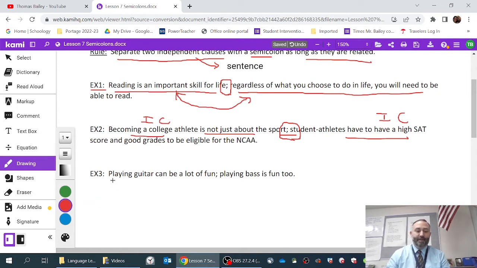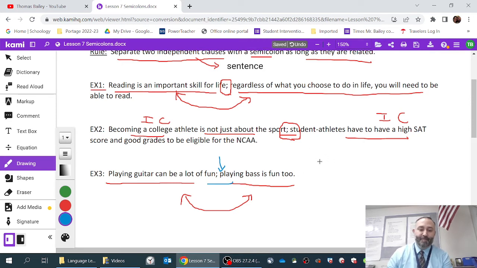So playing guitar can be a lot of fun; playing bass is fun too. These two are related simply because they're both about playing musical instruments. Now, one of the things that I didn't mention that I'm going to mention right here is that notice that the P is not capitalized. You don't capitalize the first letter after a semicolon. Even though it's a complete sentence, you actually keep that lowercase.